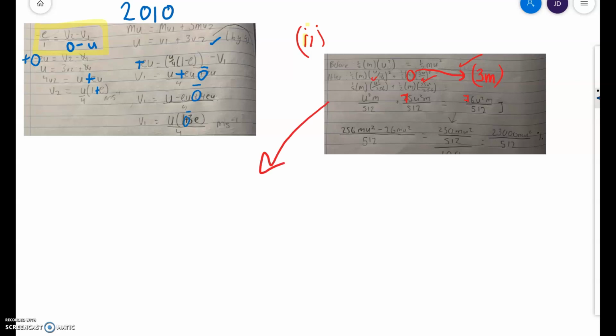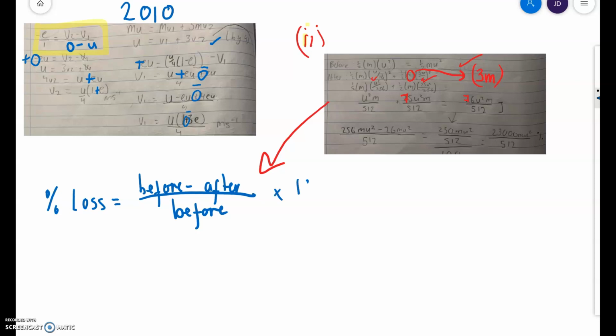Okay, so we would have, what we were asked for was the percentage loss. So the percentage loss is equal to the before minus the after over the before. So if you're trying to find your percentage loss, you have to do your difference over your original. That's what you do in maths. You do your difference divided by original, multiply by 100 over 1. Okay, so that's it.